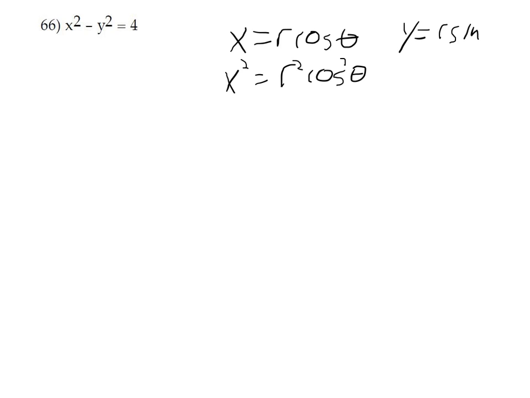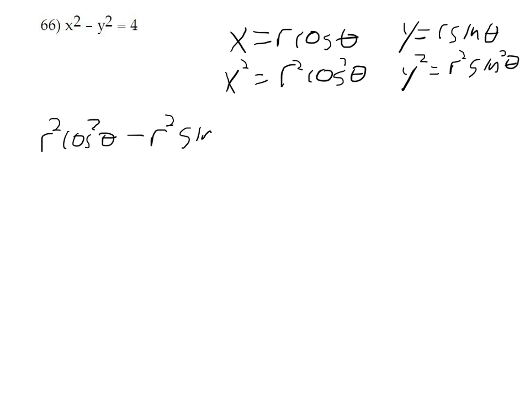Convert to polar coordinates. x squared minus y squared equals 4. Now we have x equals r cosine theta. So x squared would be r squared cosine squared theta. And y equals r sine theta. So y squared would be r squared sine squared theta. Pretty basic there. We plug those in. So instead of x squared minus y squared, we have r squared cosine squared theta minus r squared sine squared theta equals 4. And we can factor out the r squared.